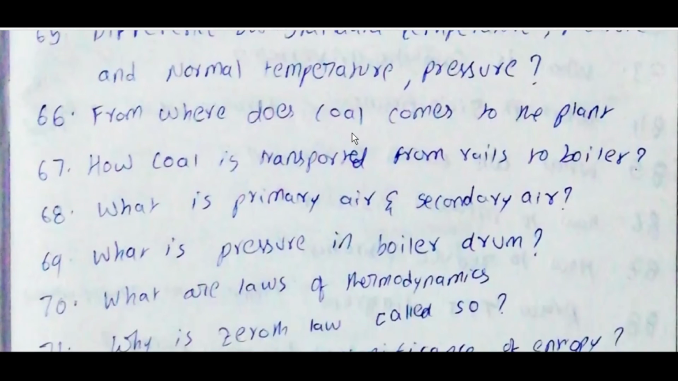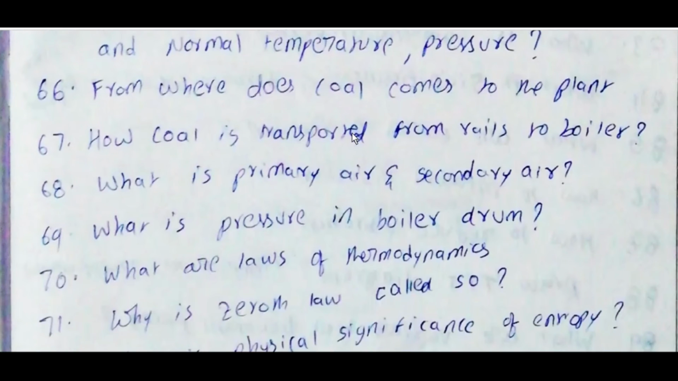From where does coal come to the plant? Coal is a combustible black or brownish-black sedimentary rock. Coal is mostly carbon with variable amounts of other elements: hydrogen, sulfur, oxygen, nitrogen. Coal is formed when dead plant matter decays into peat and is converted into coal by the heat and pressure of deep burial over millions of years.